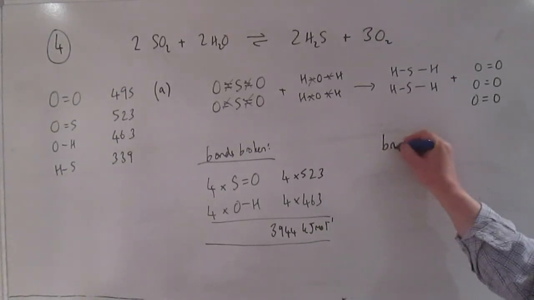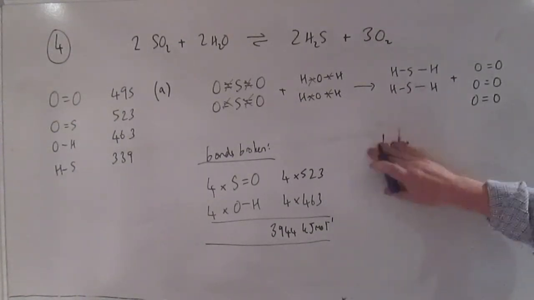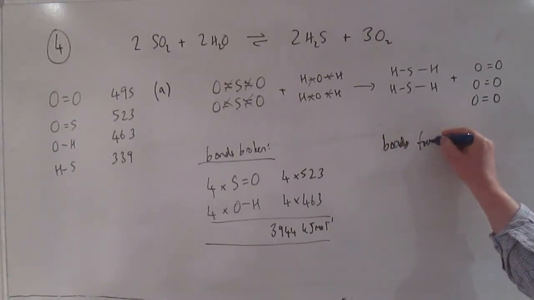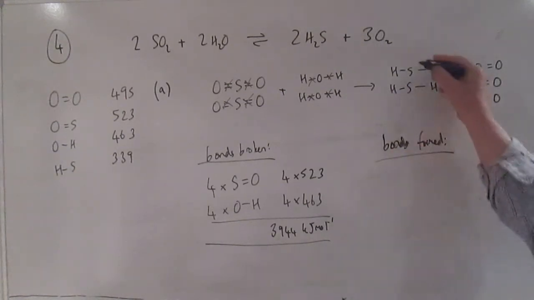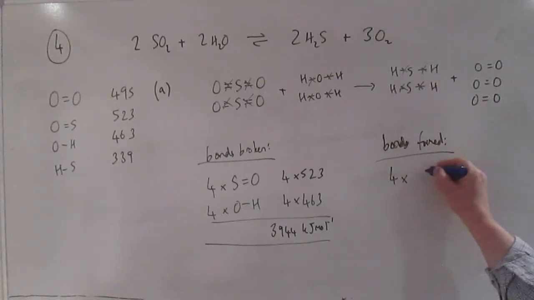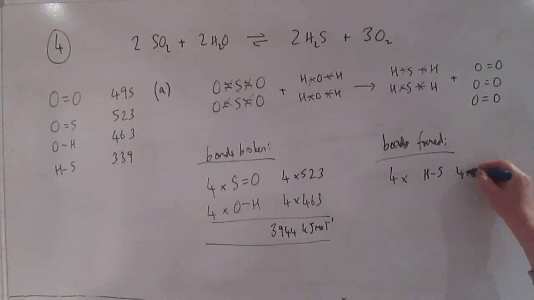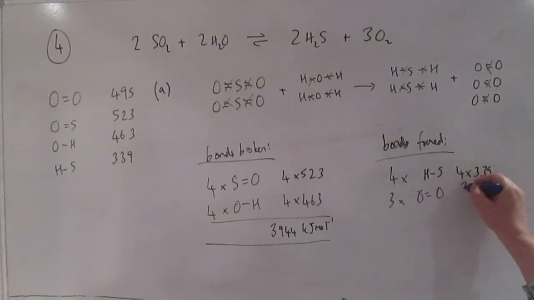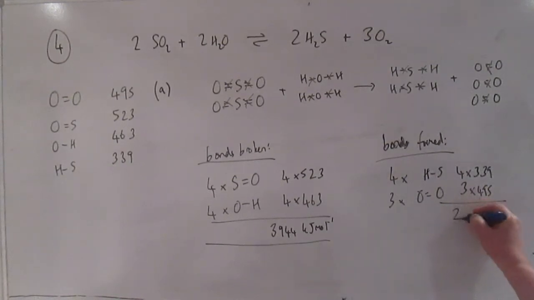So then we make a separate subtotal, which is the bonds formed in the products on the right hand side. And again, go through the same method. So we've got 1, 2, 3, 4 times HS, which is 4 times 339. And we've got 1, 2, 3 times OO. So that's 3 times 495. And if we add that lot up, we get 2841 kilojoules per mole.